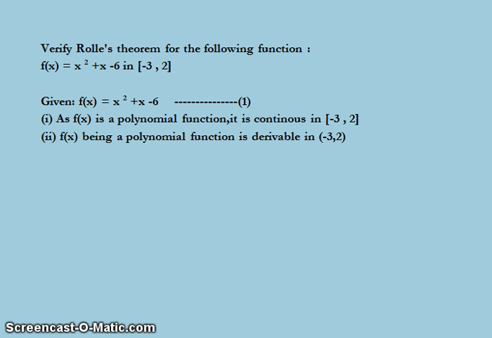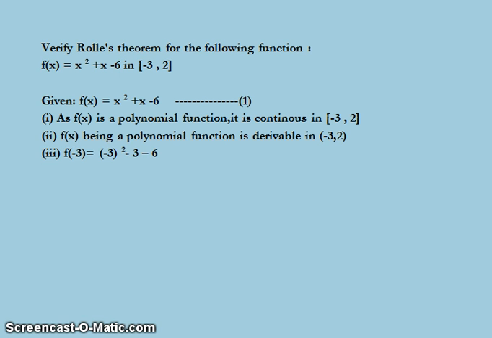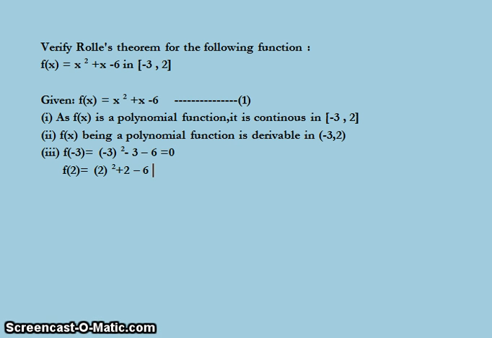Thus here we are required to evaluate the value of f(2) and f(-3). Here f(-3) is equal to (-3) square minus 3 minus 6, which is equal to 0. Thus the value of f(-3) is equal to 0. Next we are going to evaluate the value of f(2), which is equal to 2 square plus 2 minus 6, which is also equal to 0.